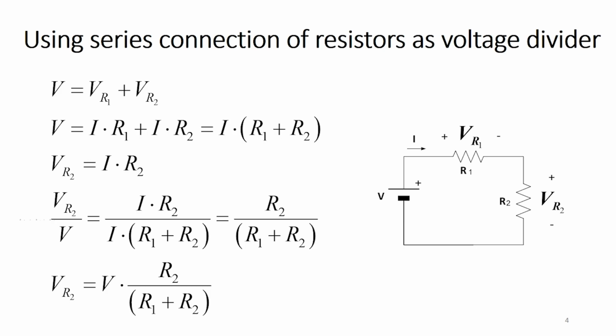VR2 equals I times R2. So if we divide VR2 by V, we get I times R2 divided by I times, in parentheses, R1 plus R2. Eliminating I from the equation, we get that VR2 divided by V equals R2 divided by R1 plus R2. Then VR2 equals V times R2 divided by R1 plus R2.